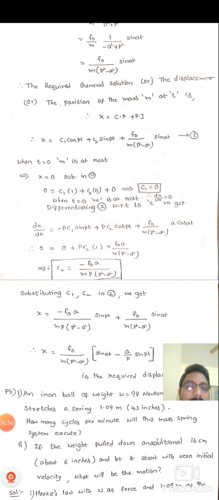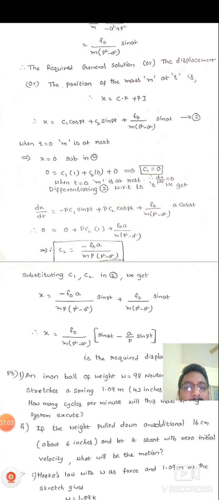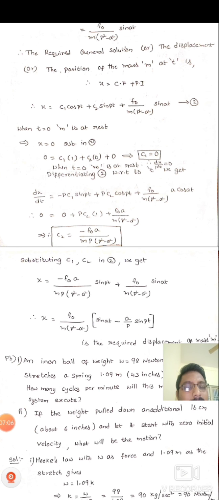Now substituting the values of C1 and C2 in equation 2, that is the general solution, we will get the required displacement of the mass m at any time t, that is x is f naught by m into p square minus a square, into (sin at minus a by p sin pt). So this is the required displacement of the mass m at any time t, or the position of the mass m at any time t, satisfying the condition that the mass m is at rest initially. Thank you.